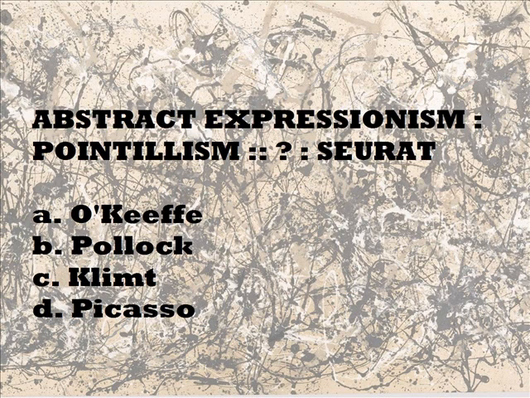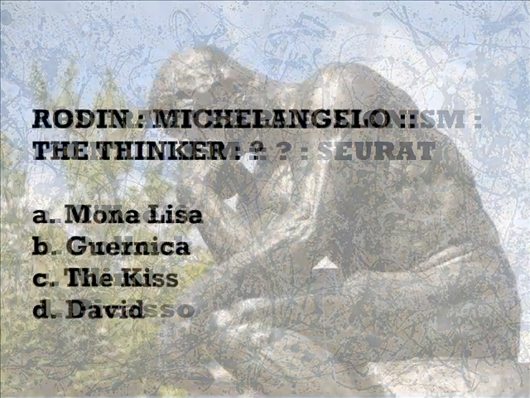movement occurred. For example, abstract expressionism is to pointillism as A. O'Keeffe, B. Pollock, C. Klimt, D. Picasso is to Seurat. Seurat was a pioneer in pointillist art, just as Pollock was a pioneer in abstract expressionism.